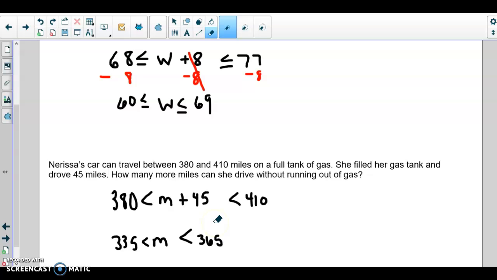After she filled her tank and drove 45 miles, she has between 335 miles and 365 miles to go before she has to fill up her tank again. So this should cover everything that you'll see on the homework tonight. That is your homework, and we will go over it tomorrow in class.